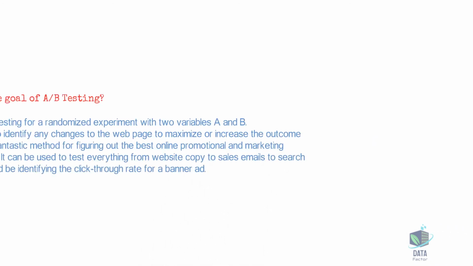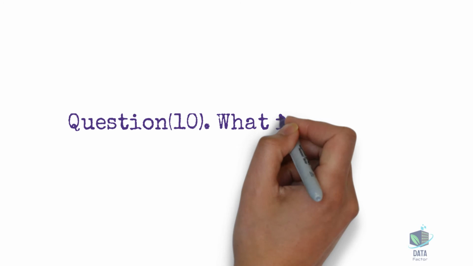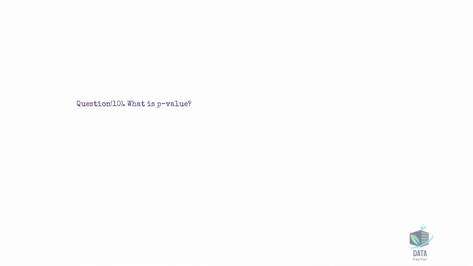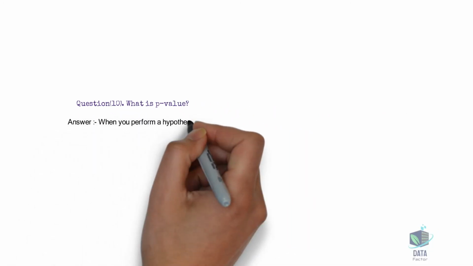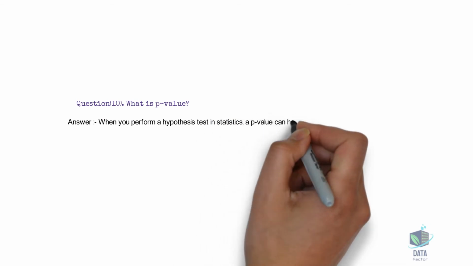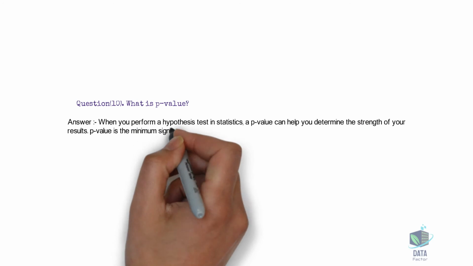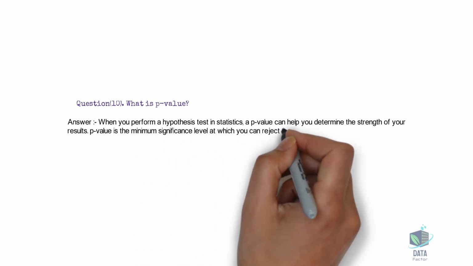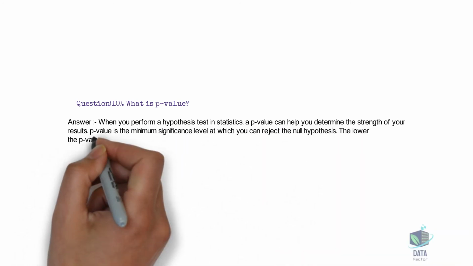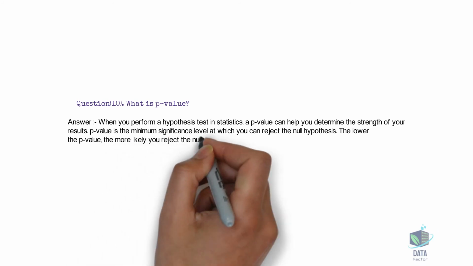Question 10. What is p-value? Answer: when you perform a hypothesis test in statistics, a p-value can help you determine the strength of your results. P-value is the minimum significance level at which you can reject the null hypothesis. The lower the p-value, the more likely you reject the null hypothesis.